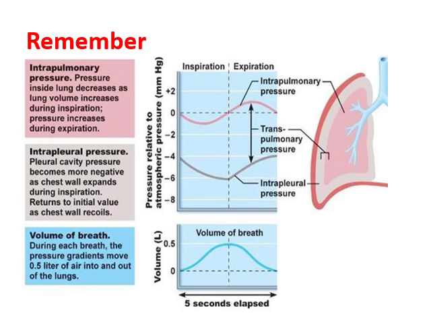The intrapleural pressure is always negative. The volume of air that goes in and out during quiet breathing is 0.5 liter, which is known as tidal volume, and we'll discuss it later.